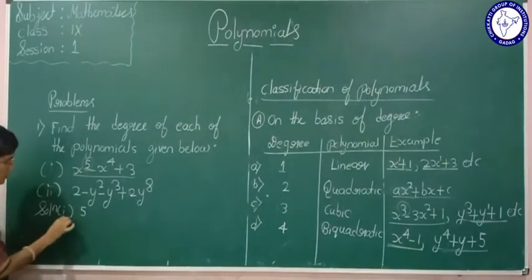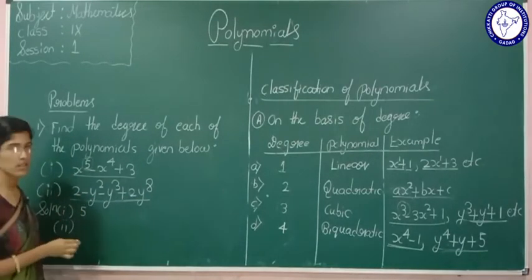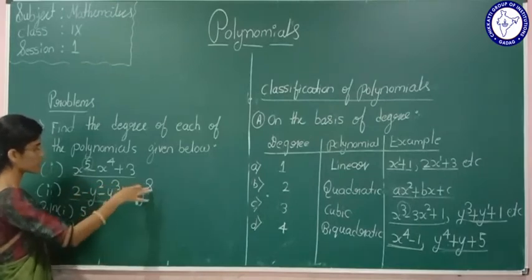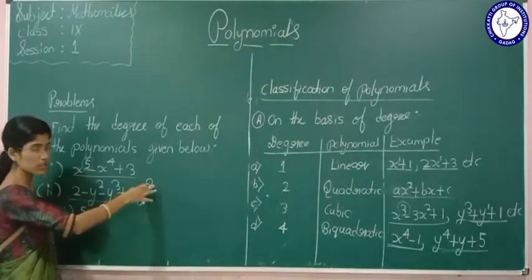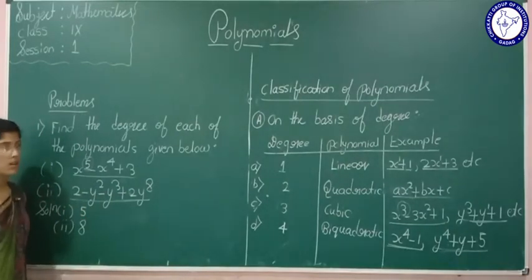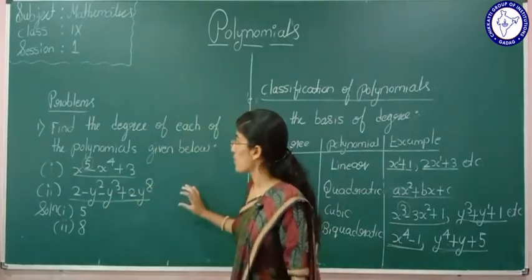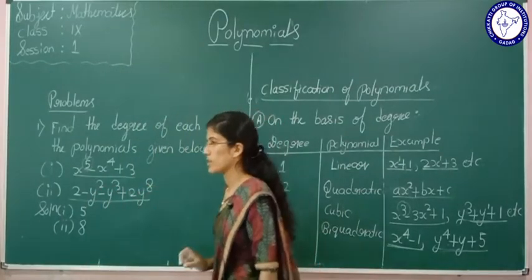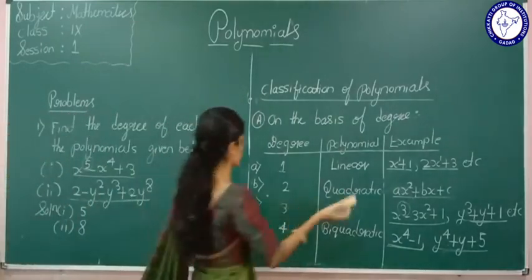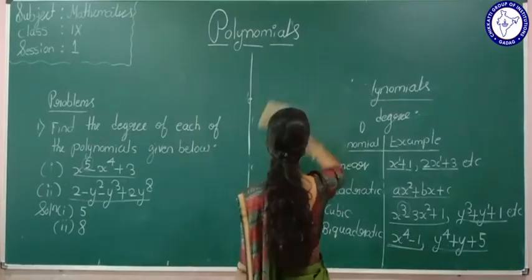So what about the second one? What is the degree of this polynomial? Tell me, which is the highest one? Whether 2 is highest, 3 is highest or 8 is highest? 8 is highest. What is the degree of this polynomial? It is 8. Now you come to know how to write the degree of the polynomial, right? Now 2 more definitions are there, that is a constant polynomial.